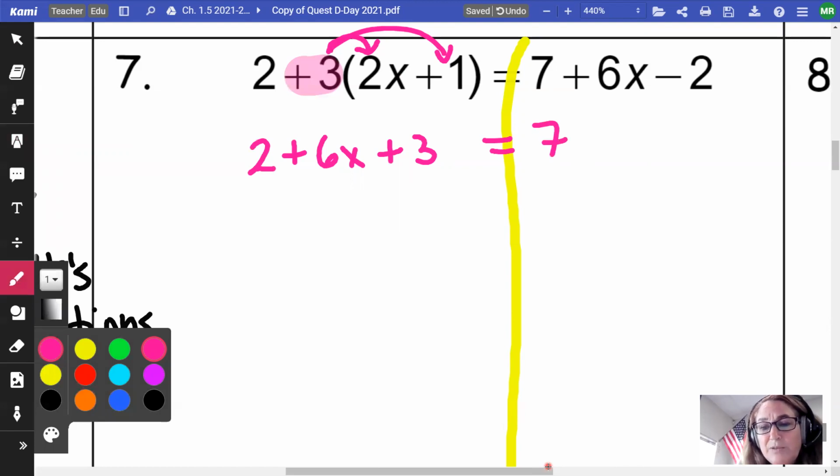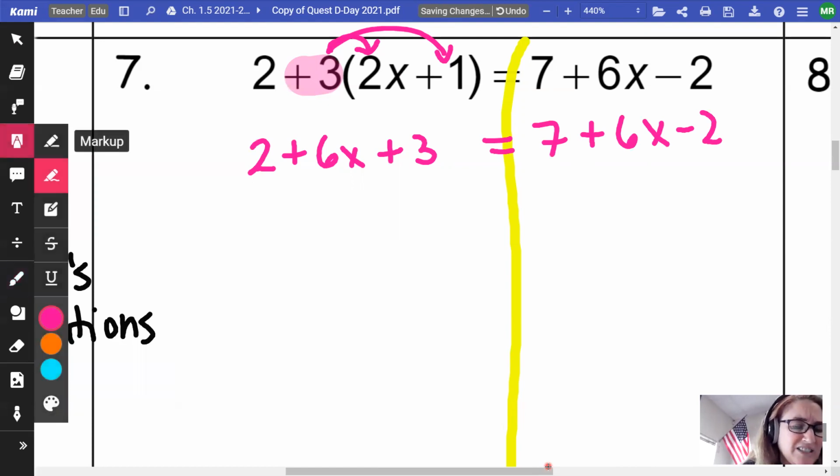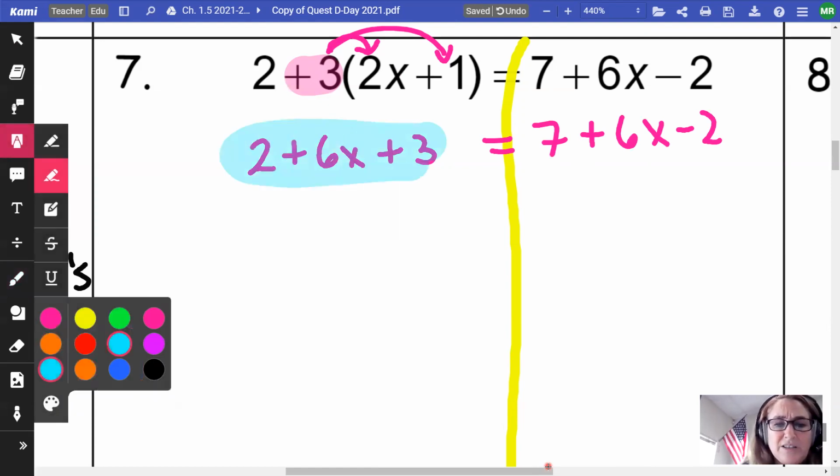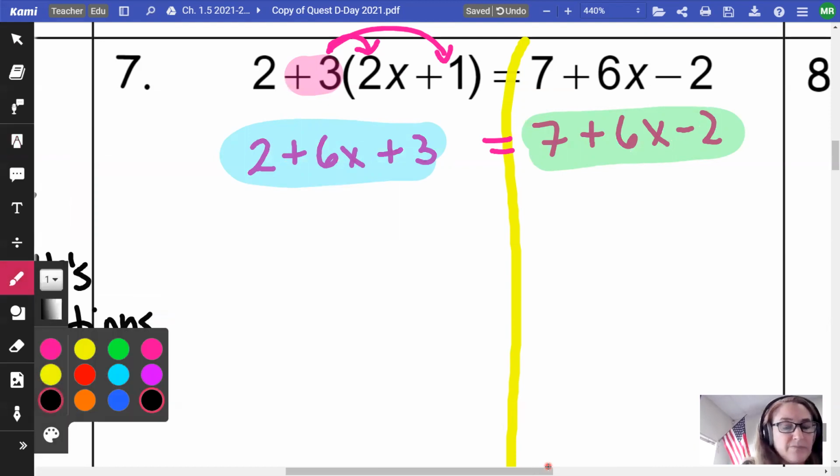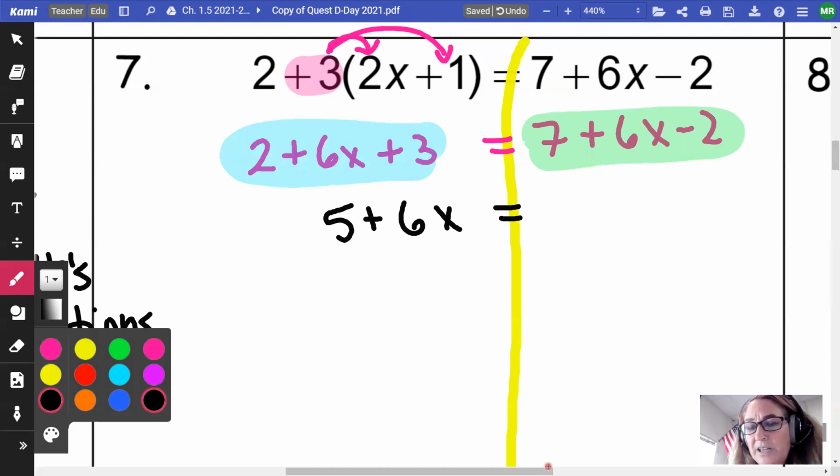Now this other side, let's just keep it for a second: 7 plus 6x minus 2. Now I have a lot of stuff going on both sides. On this side, I have a 2 and a 3 I can combine. On this side, I have a 7 minus 2 that I can combine. So on the blue side, my 2 and my 3 are going to add, and I'm going to get a 5 plus 6x. And on the green side, I have a 7 and a negative 2, 7 minus 2, so I'm going to get a 5 plus 6x.